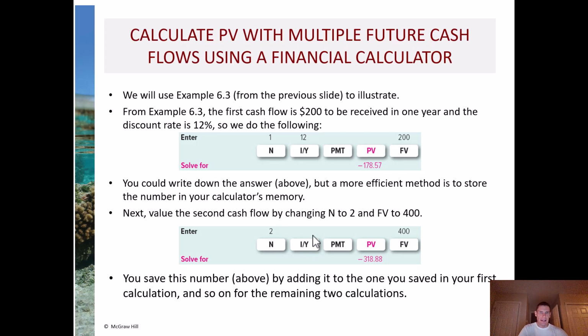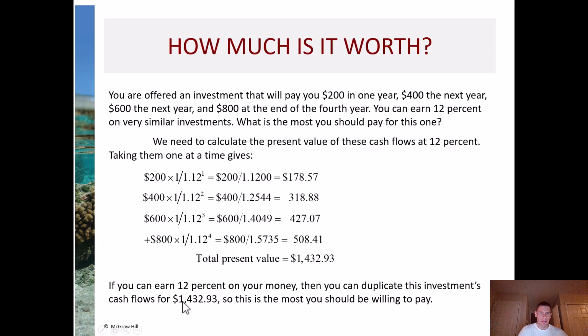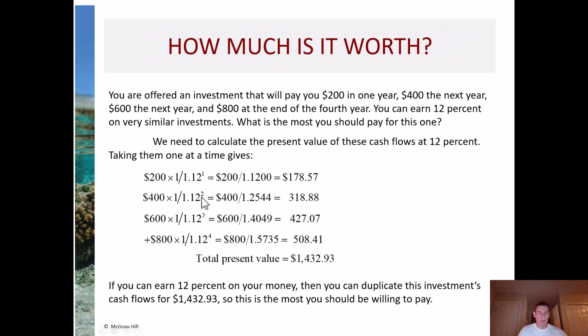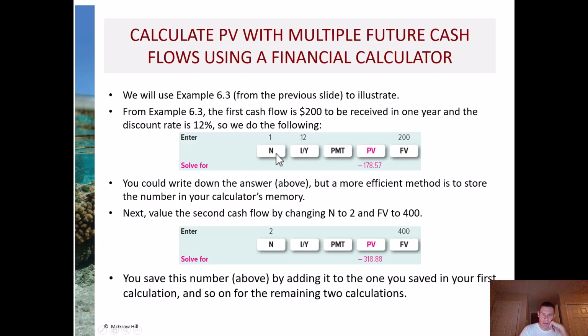All right, so you can also do this on a financial calculator. This is the way most of you will probably do it. From example 6.3, that was what we just did here. They're just showing you here how you could put these in on the keys. For the first one, remember in the first year, that 200, this was one time period. So you just put N as 1, interest rate per year is 12%. You can leave the payment blank and then just put in the FV as 200. Then you're just going to solve for the present value and it's going to give you that 178.57.